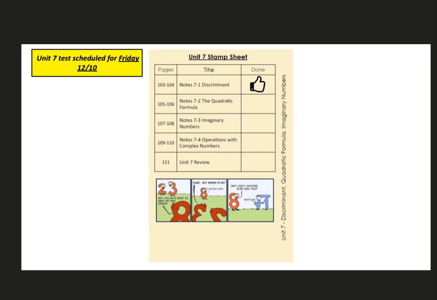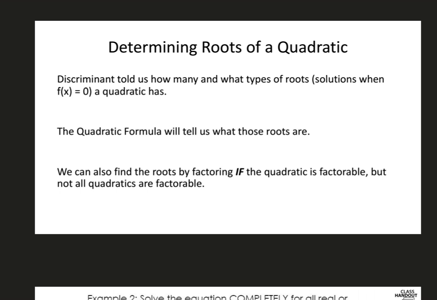Here's a video for the quadratic formula. In our previous lesson, we learned that our discriminant can tell us how many and what types of roots or solutions, when f of x equals 0, a quadratic has. The quadratic formula will actually tell us what those roots are.